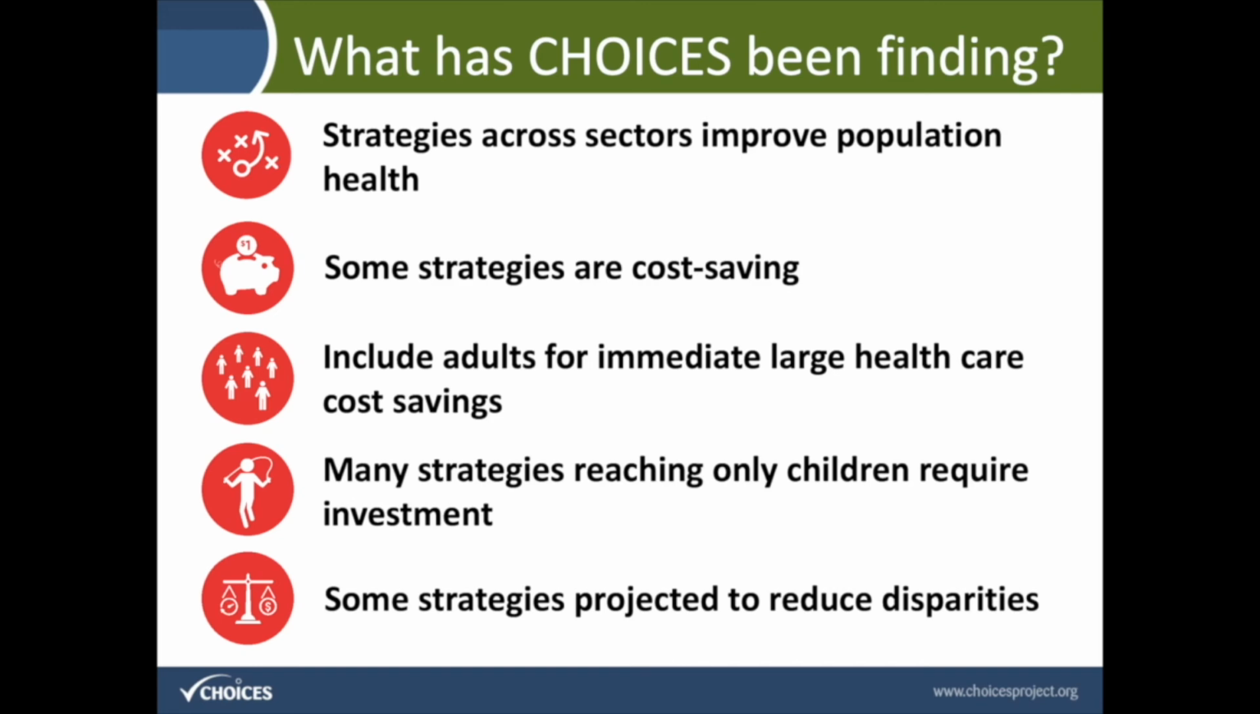As I mentioned, we found that you typically have to include adults in your intervention strategy to have large healthcare cost savings because costs are much lower for kids. And so as a result, many strategies that only focus on children are not cost saving, but they require some investment in health. And so we try to find ones that give you the most value for your money, that are good investments. And we found some strategies that are projected to reduce disparities by race, ethnicity, and by income group.